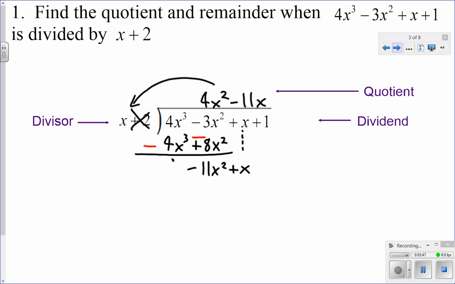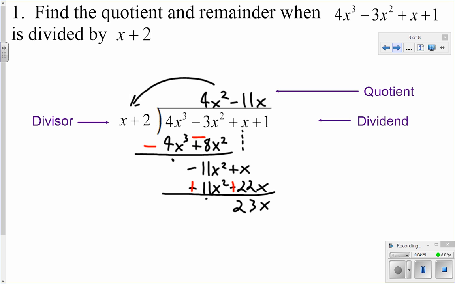So then I no longer blank this out, and I multiply a negative 11x through times x, and I get negative 11x squared. Negative 11x times 2, and I get negative 22x. Because I'm subtracting, I change the signs on both of them, and I add them up now. So this again goes to 0, and I have x plus 22x, and I'm going to get 23x.